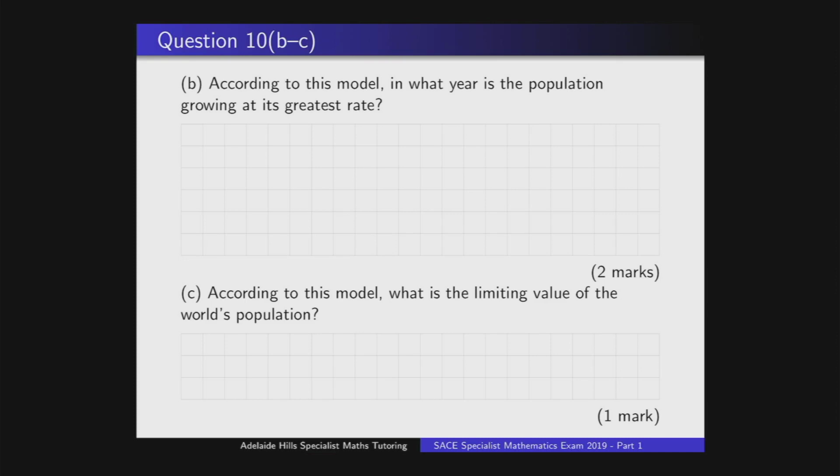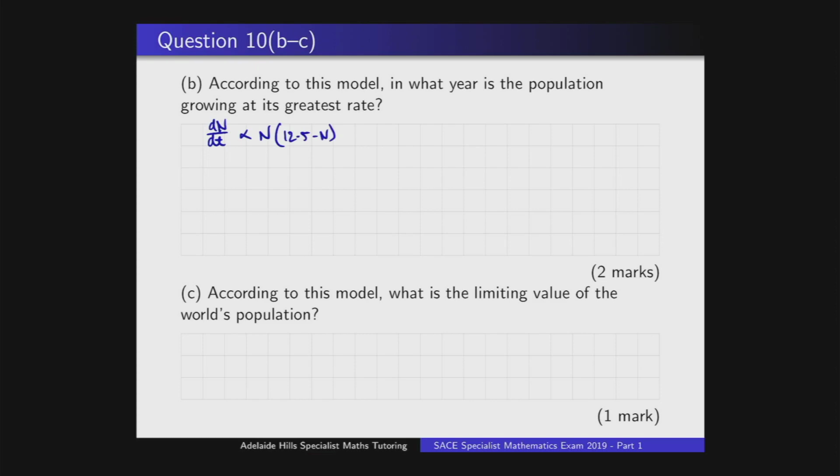Okay, well, if we look at dn dt, this is the rate that the population is growing. It's the rate of change of the number of people against time. And we can see that that is proportional to n times 12.5 minus n. So that's how the growth rate depends on n.